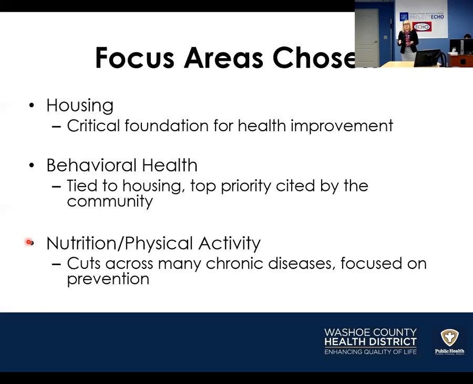Our third is nutrition and physical activity. And we know that these 2 items cut across many chronic diseases. It also gave us a great opportunity to focus on prevention and think a little bit upstream. So here in our community, housing and behavioral health are things that are just on fire right now, very urgent priorities, but also including nutrition and physical activity gave us the opportunity to also think about some prevention and how to try to help some things before they turn into larger problems.